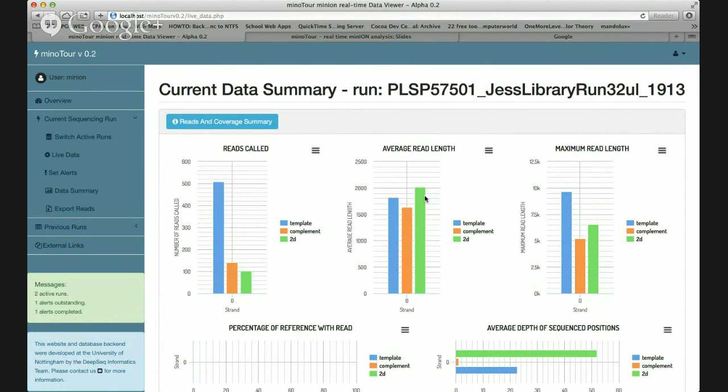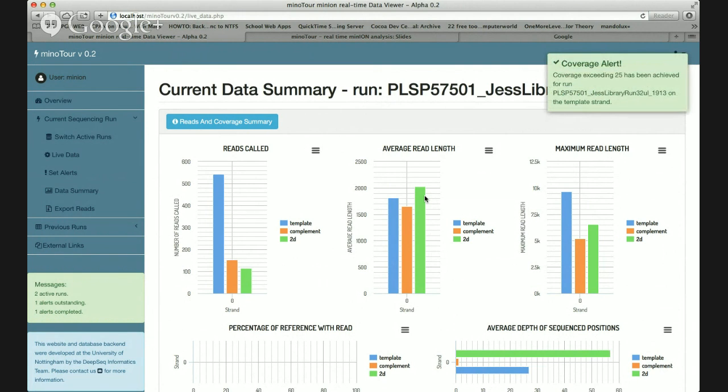Having said all of that, we have recently tried the latest R7 chips, and you need a solid-state drive, you need a separate SQL machine and a web server in order to deliver that data in real time. And you can just see there's another alert there. We've now covered 25x for the template strand. So there's all sorts of fantastic things you could do with this.